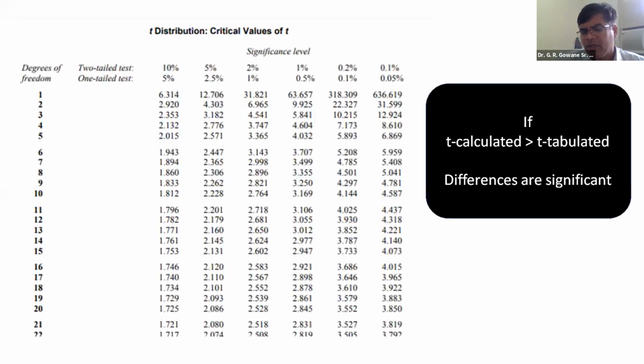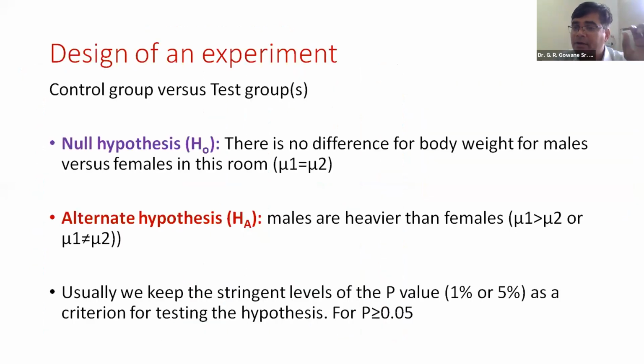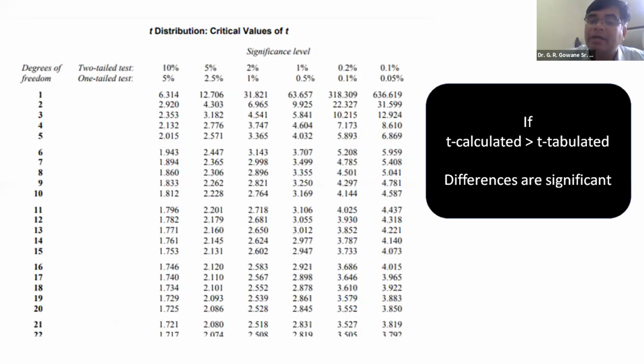Especially if you go for the t distribution, in the table of critical values of the t test, we have degrees of freedom in the first column, and the significance level at the top, so maybe 10% or 5% or 2% or 1%. Depending on what degrees of freedom you have for your data and the significance level at which you want to test your data, you can look up the tabulated value. If your calculated t-value is more than the tabulated value, you can say that your differences are significant.